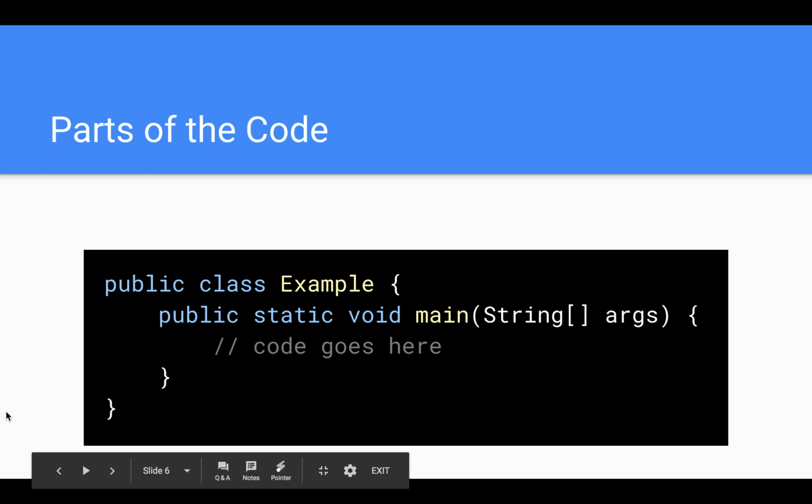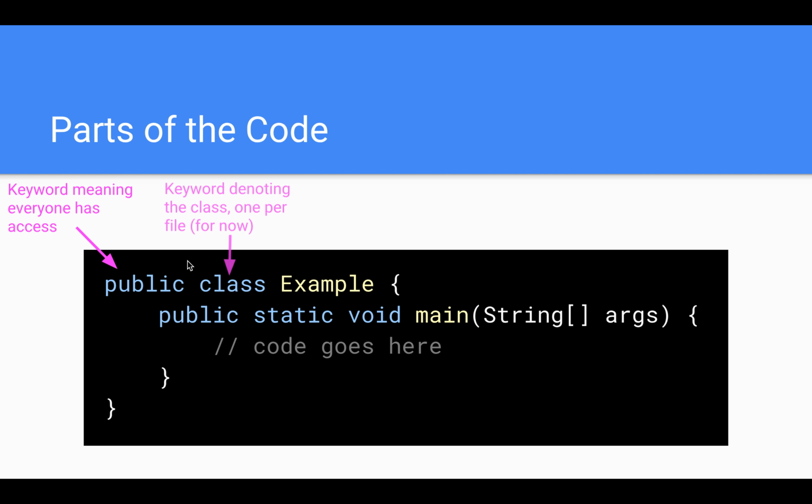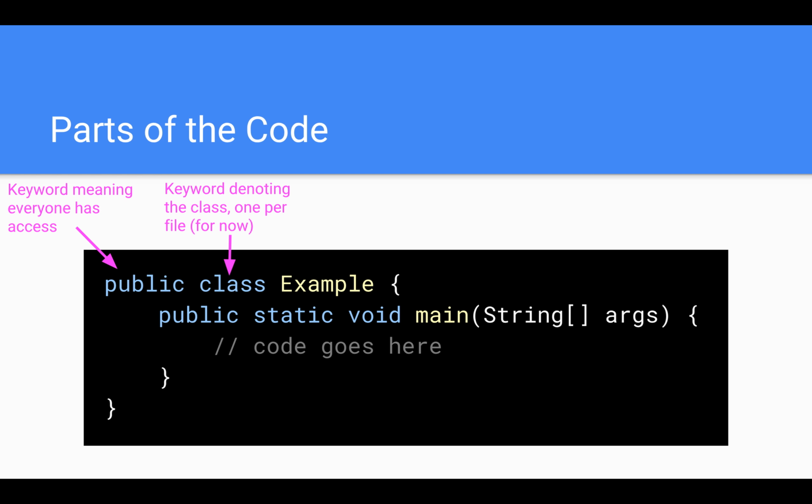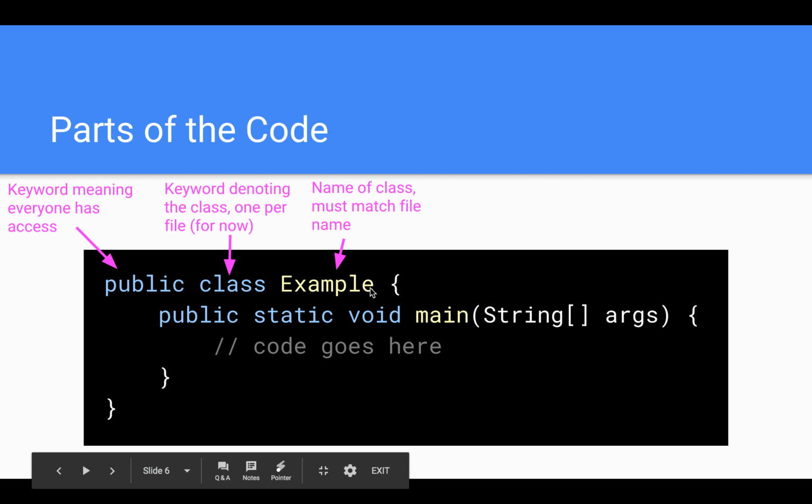Okay, so now we're going to talk about some parts of this code. There's public, which is a keyword meaning everyone has access. There's class, which denotes that this is a class, the stuff between these braces. And a class is just the part that makes an actual Java program. This is the name of the class, and it has to match the file name exactly, including capitalization. So the file for this class has to be Example.java with a capital E.